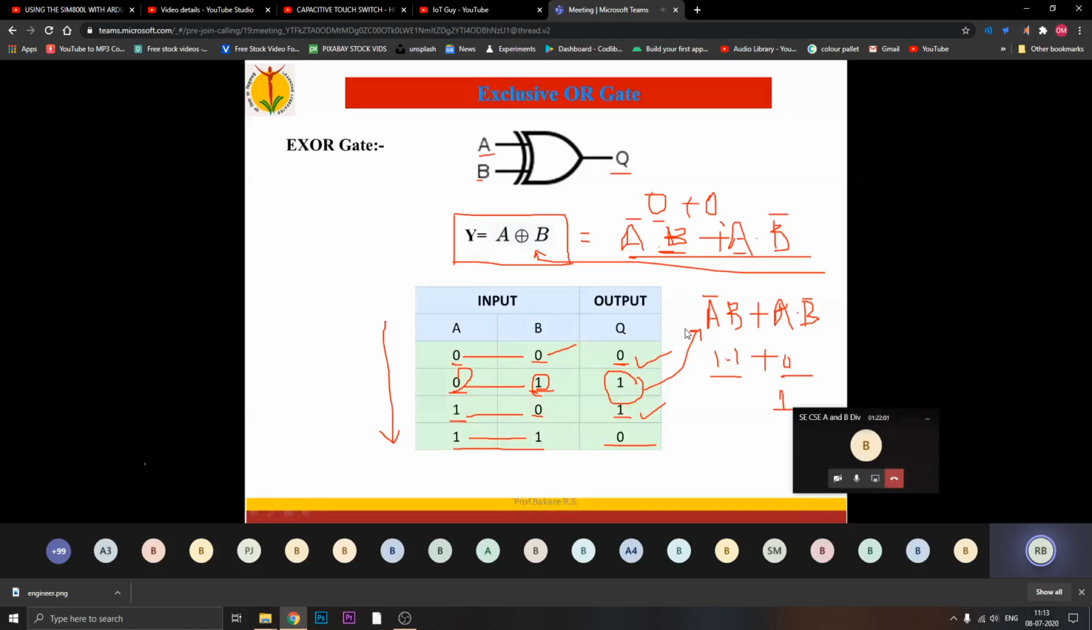Yes, can anyone guess? When both inputs A equal to 1 and B equal to 1. Sir, their complements are 0. Yes. How we got 0?